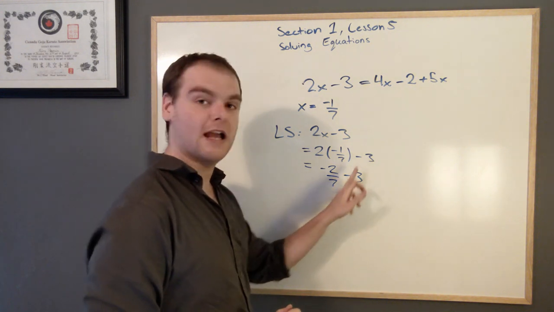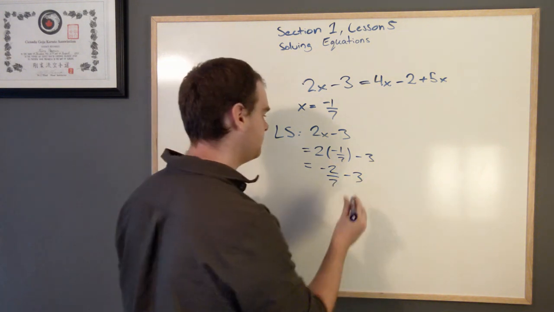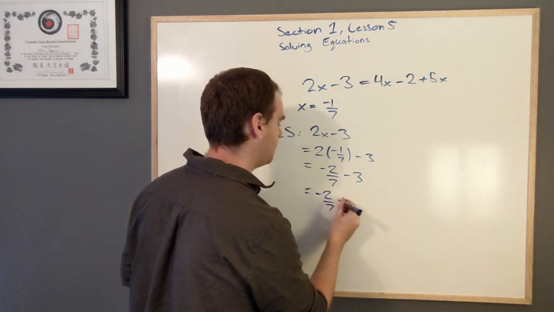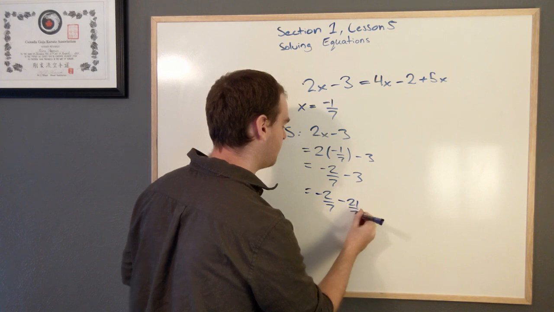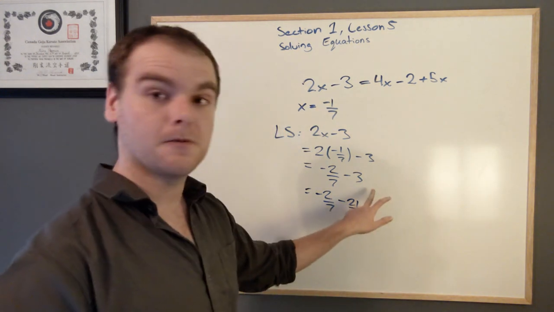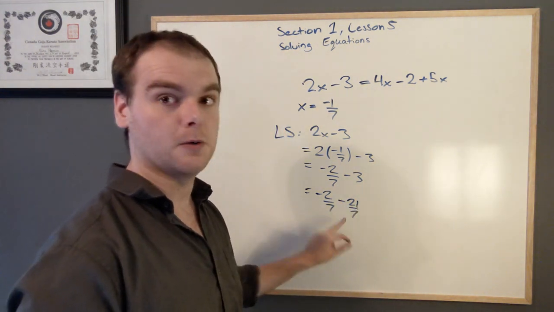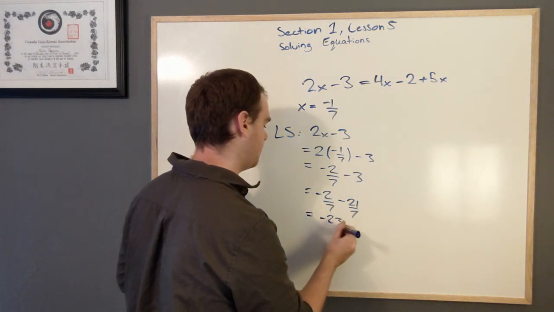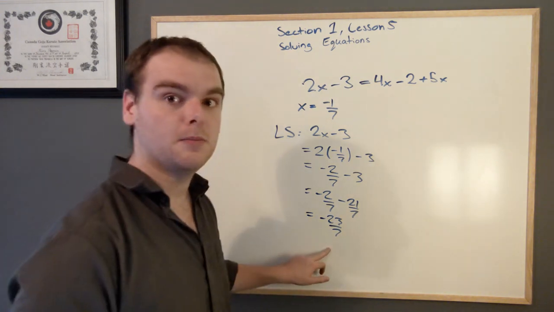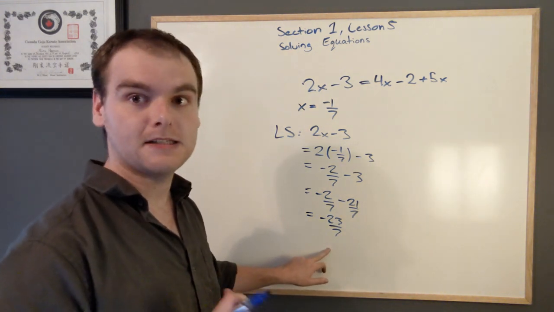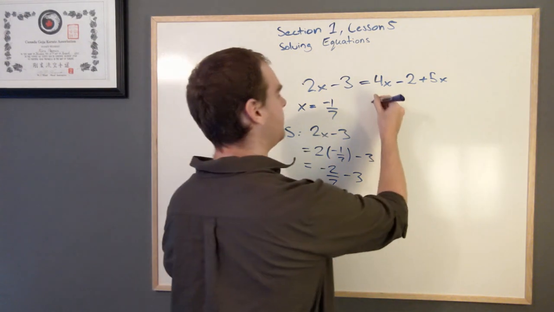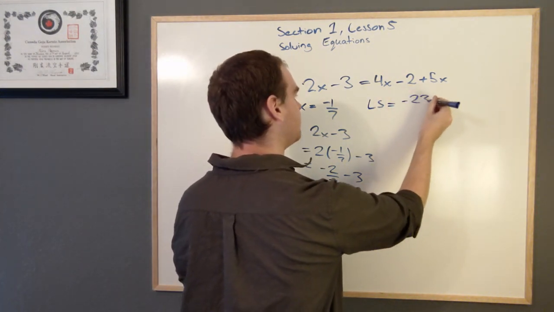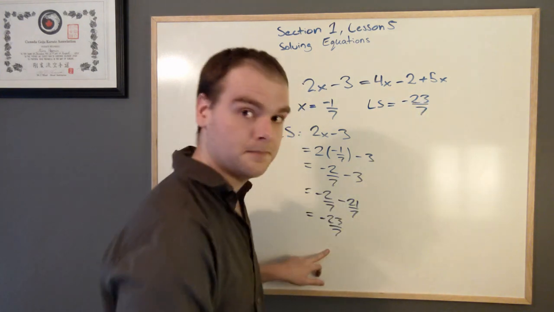Now we do the subtraction. We're going to have to work with fractions here. So the equivalent fraction for this 3 is 21 over 7. And we're left with minus 23 over 7 on the left side. I'm going to go up here. I'm going to write left side equals minus 23 over 7.